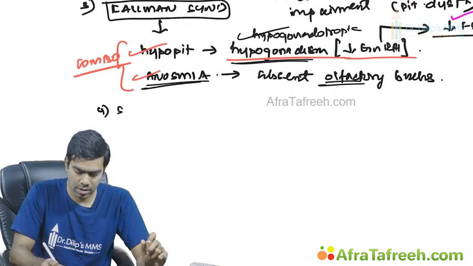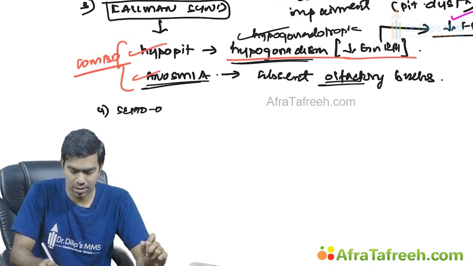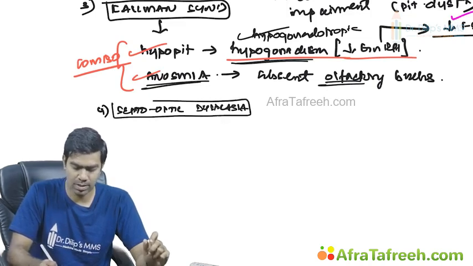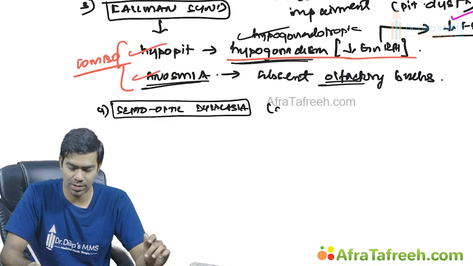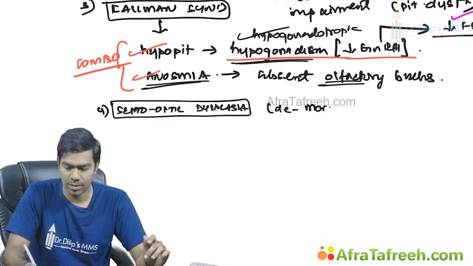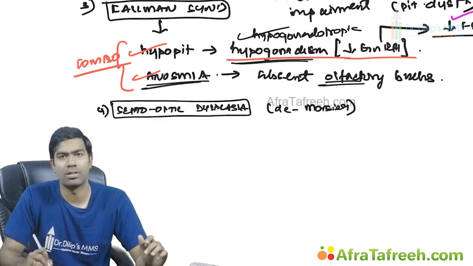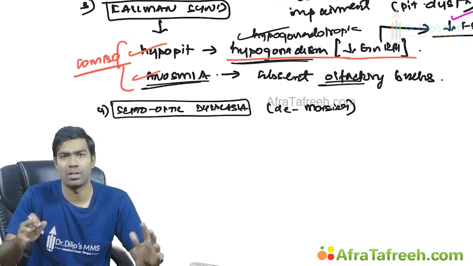Okay, the next thing that is important is septo-optic dysplasia. So what do you mean by septo-optic dysplasia? This is a problem of the midline structures. This is otherwise referred to as de Morsier syndrome, but this is nothing but a problem of the midline structures.